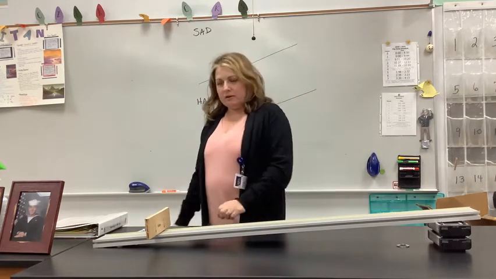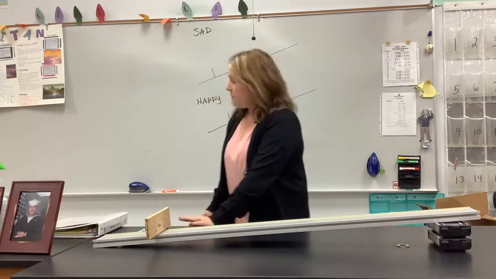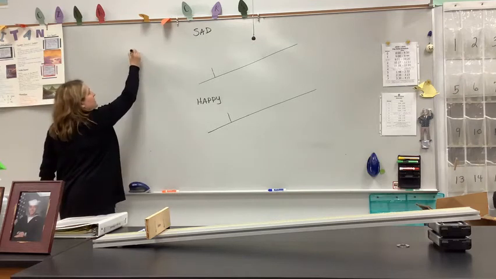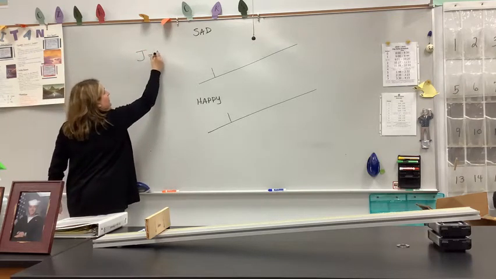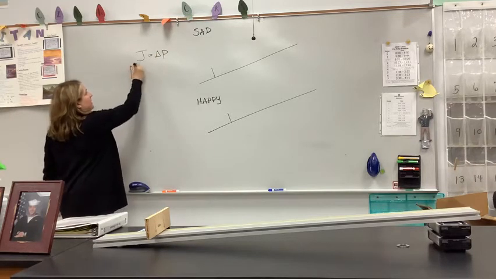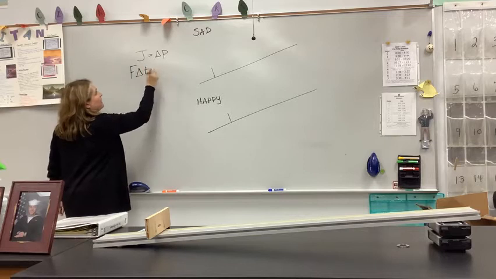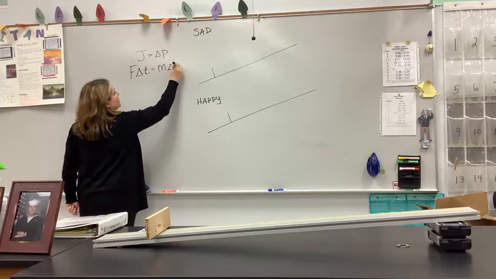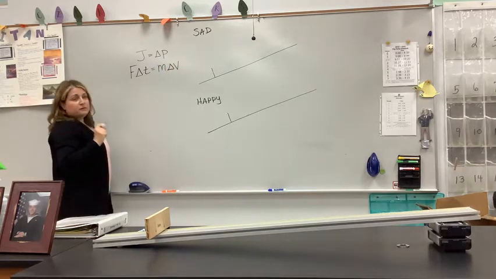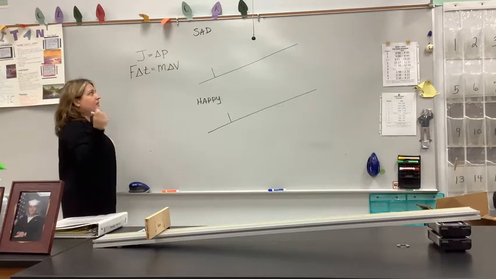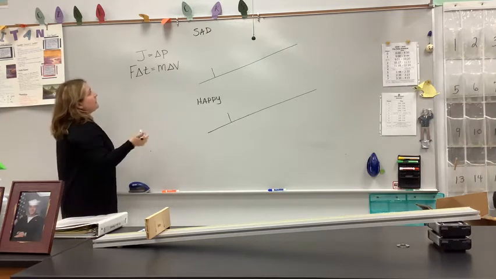Well, let's consider what we've learned about impulse and momentum. We learned the impulse momentum theorem, which says that impulse equals a change in momentum. Impulse can be calculated as force times a change in time. Change in momentum, we would calculate as mass times a change in velocity. We are going to assume that the two balls have the same mass and the time of the impact is the same for each trial.